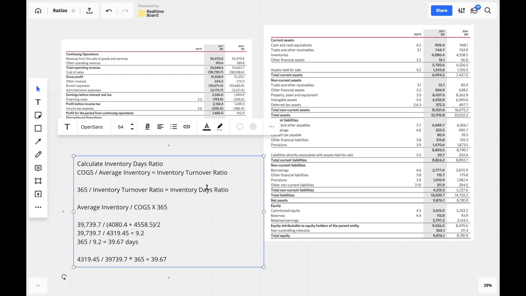And that's to work out your inventory days. But first of all, you need to work out your inventory turnover, which is the number of times it's turning over in the year. Then if you want to convert it into days, you just use the 365.